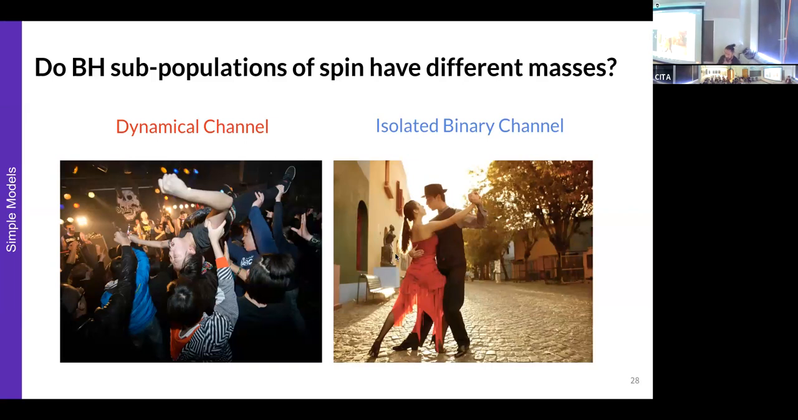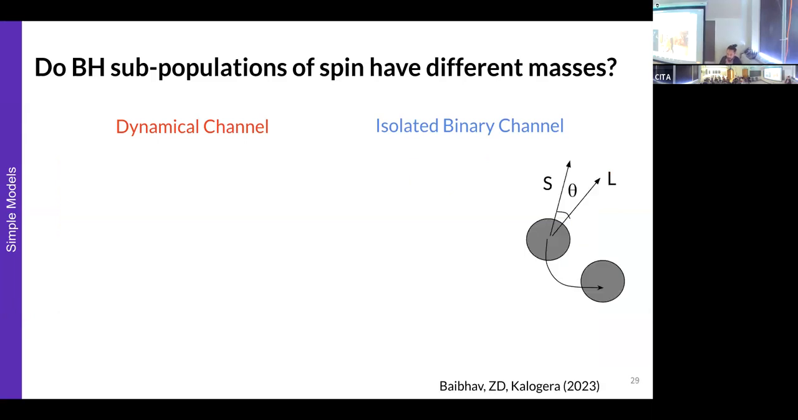Okay. So we wanted to try to mandate that there's these two populations that are at play in the gravitational wave data, one with preferentially aligned spins, one with totally randomized spin directions, and check, do those two populations have different masses? All right, how do we do that?